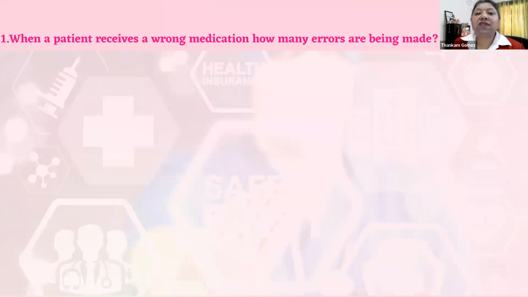When a patient receives a wrong medication, how many errors are being made? Is it one, two, three? How many errors are being made? This time I would like to look at the chat box and see the answer. What do you think? How many errors are being made when a patient gets a wrong medication? Can I get some answers? I'm just watching the chat box now.